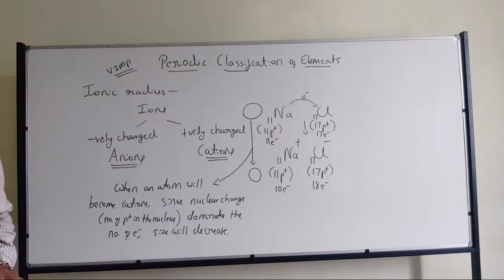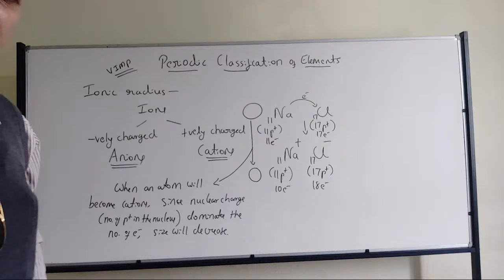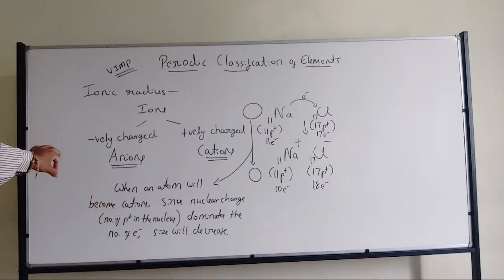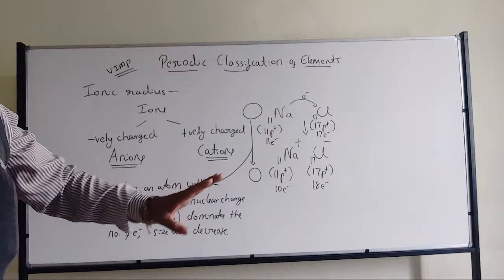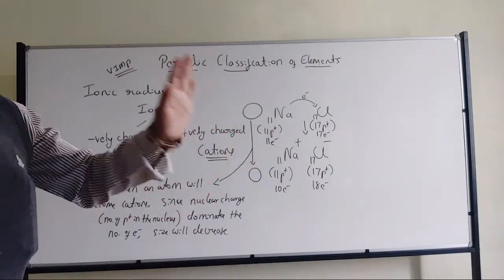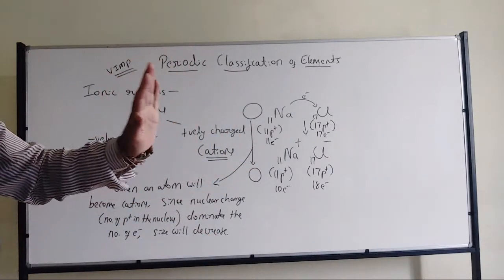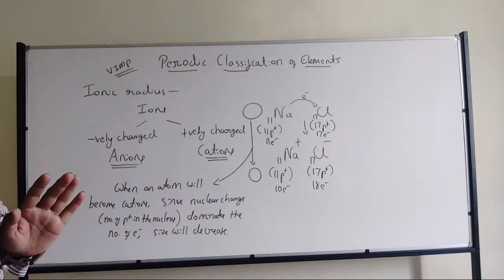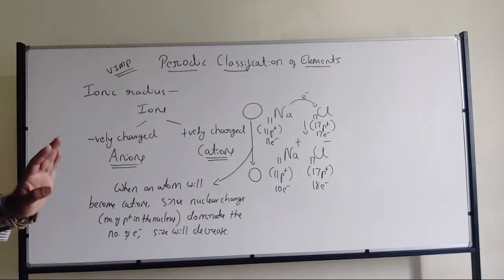But my point, this is where I can give the justification. When an atom will become cations, since nuclear charge dominates the number of electrons, size will decrease. Okay? So when I have written, when an atom will become cations, that's where I am telling that there is a losing of electrons. Then only an atom will become cations, once they lose their electrons.